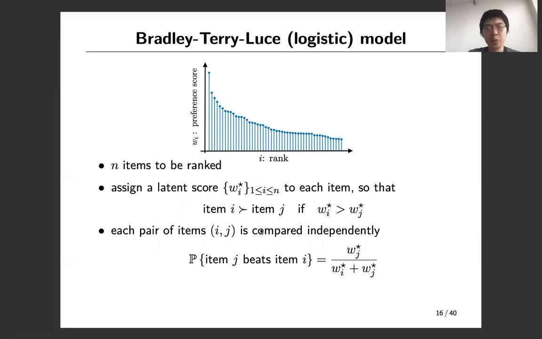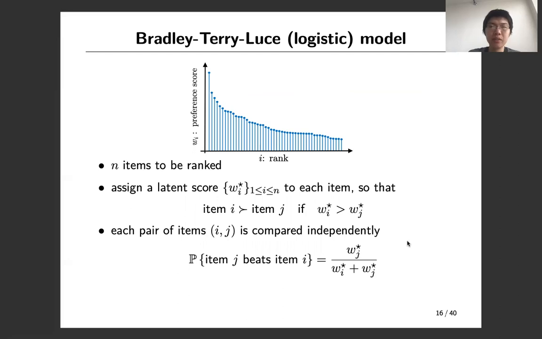And with such scores in hand, BTL postulates that the probability of item j beating item i is governed by the ratio between W star j and the sum of W star i plus W star j. As you can see from this probability formula, if W star j is larger than W star i, then item j has a probability higher than half to beat item i. That means item j is preferred over item i.